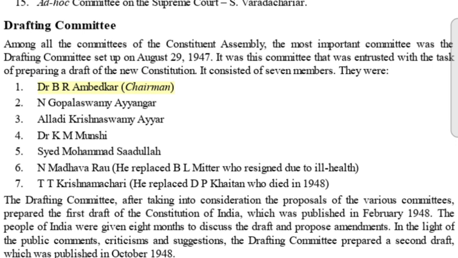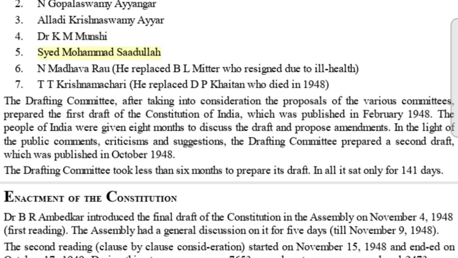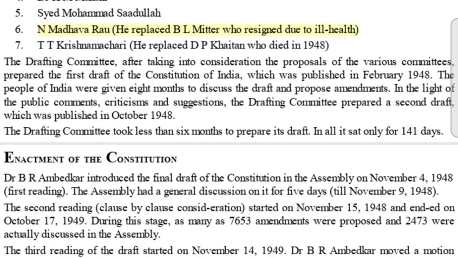They were: Dr. B.R. Ambedkar, Chairman; N. Gopalaswamy Iyengar; Alladi Krishnaswamy Iyer; Dr. K.M. Munshi; Syed Muhammad Saadulla; N. Madhava Rao, who replaced B.L. Mitter, who resigned due to ill health; and T.T. Krishnamachari, who replaced D.P. Khaitan, who died in 1948.